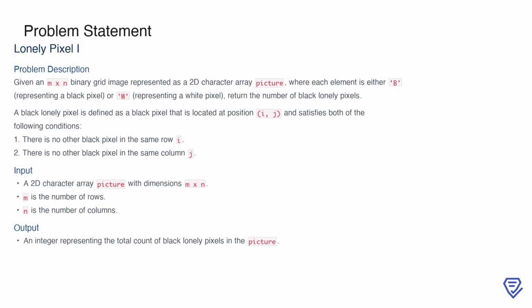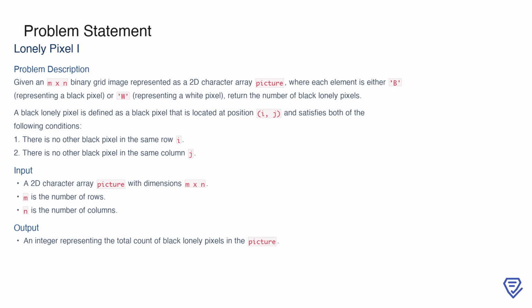This problem, called Lonely Pixel I, involves analyzing a binary grid image represented as a 2D character array called picture. In this grid, each element is either B, representing a black pixel, or W, representing a white pixel. The goal is to determine how many black pixels in the grid are considered lonely.